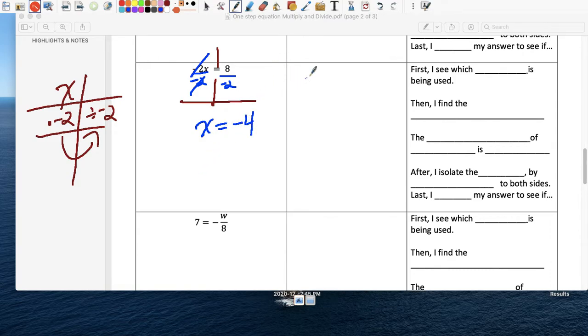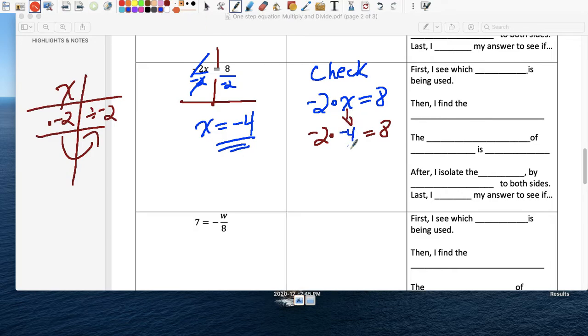Check. The check tells you if your answer, this answer right here, is correct. So our original equation was -2 times x equals 8. Let's see if that's true. So -2 times, and in place of the x, I'm going to switch that and put -4. Well, negative times a negative is a positive, and 2 times 4 is 8. And again, they both equal each other, so we're good.